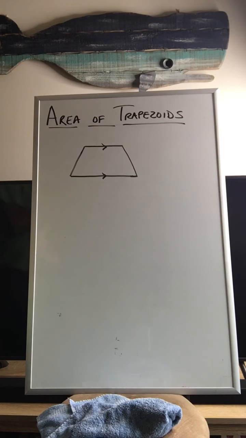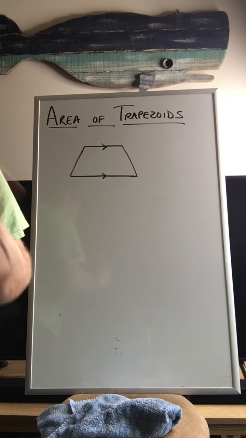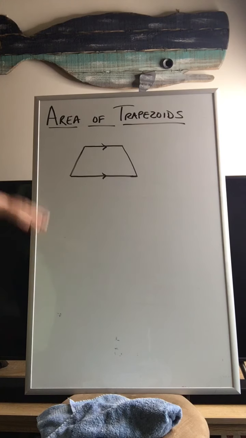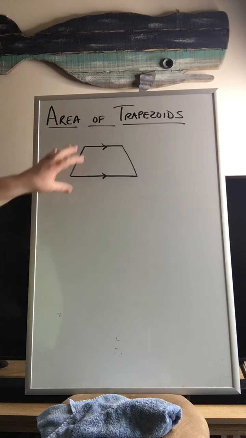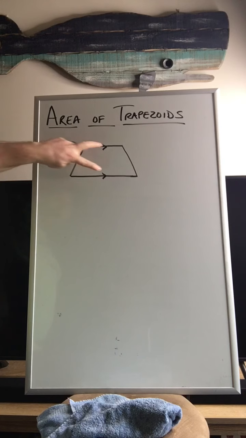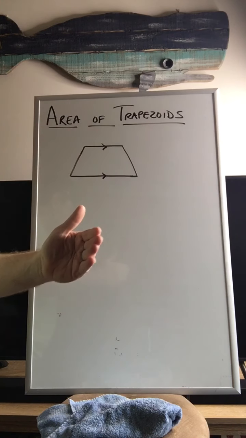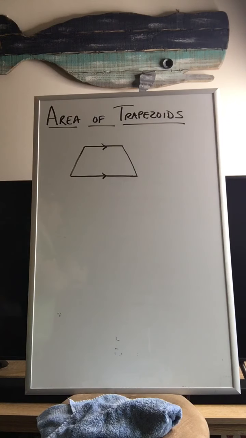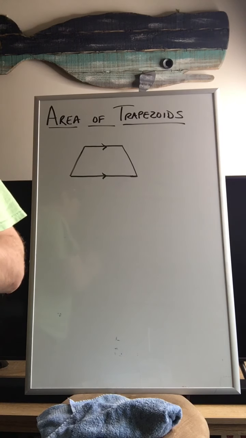So before we move on, away from quadrilaterals, I want to look at one other type of quadrilateral that's different than the ones we looked at last time. This is a trapezoid, and a trapezoid is different than a parallelogram because it does not have two sets of parallel sides. It only has one set, as you can see here, of parallel sides. The other two sides are not parallel. So to find the area of this, it's a little different.